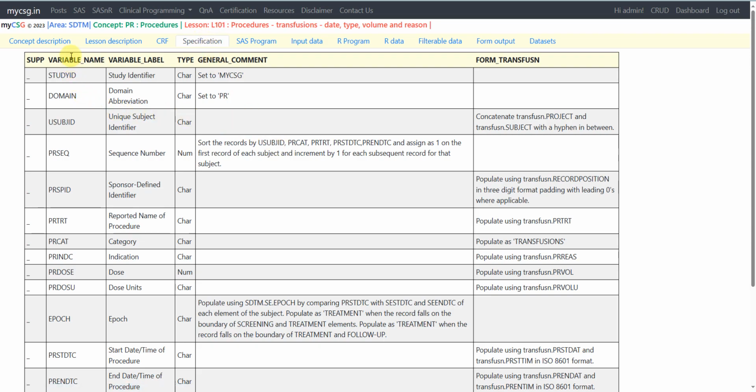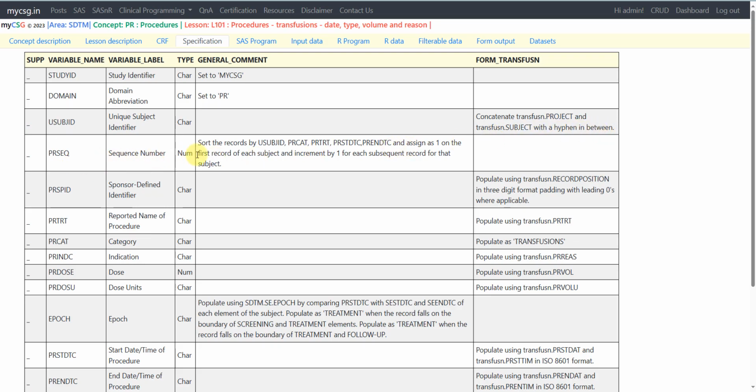Here we have the variable name, label, type of the variable that has to be used, the general comment, and then the derivation logic that has to be used for the variables which are directly coming from transfusion. So for study ID, we are being asked to use the value of myCSG. And then for domain, as this is related to procedure, which is abbreviated as PR, we are being asked to use the value PR in the domain variable. And then for USUBJID, we are being asked to concatenate the values present in project and subject from the transfusion dataset with a hyphen in between.